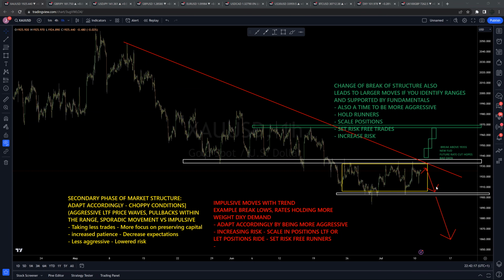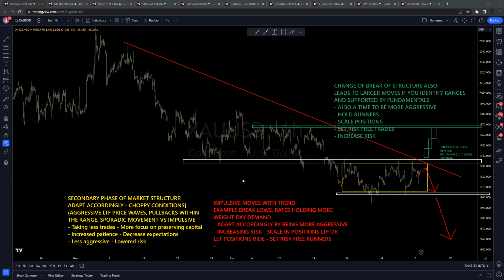the psychology, but the psychological information can only be adapted to and understood if you know what's going on in the markets. So right now, you can see there's periods of times where you should be taking less trades, focused on preserving capital, increasing your patience, decreasing your expectations, being less aggressive, lowering your risk, and focusing more on studying, backtesting, and learning. And then there's periods of times where you should be hitting the gas and accelerating and being more aggressive, because we have to stay adaptive to the markets.